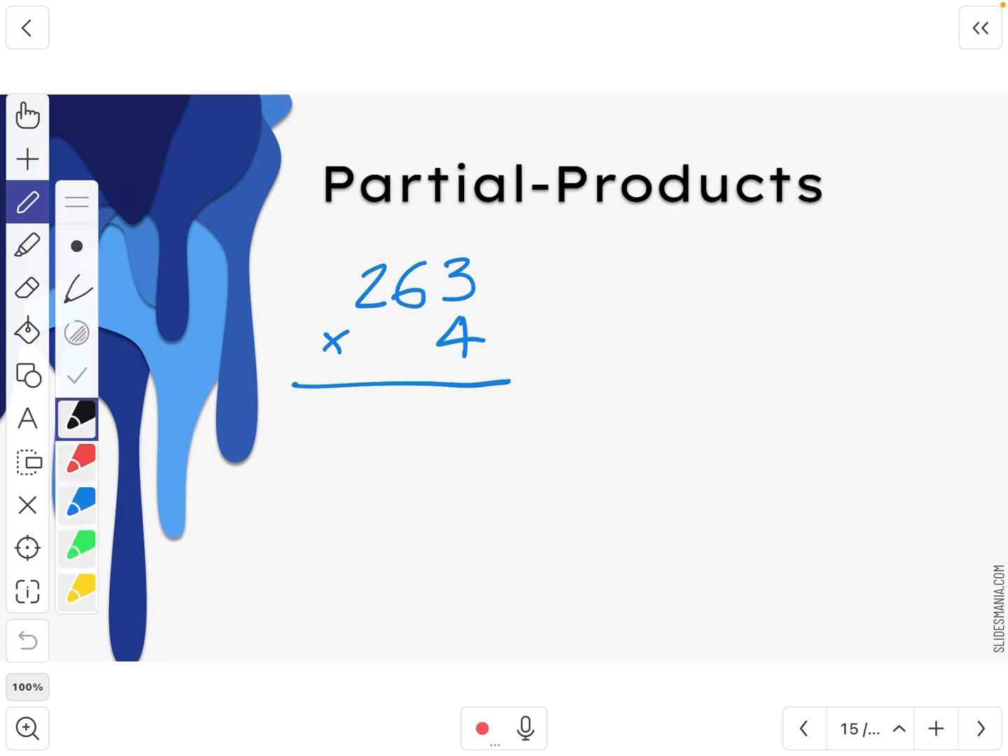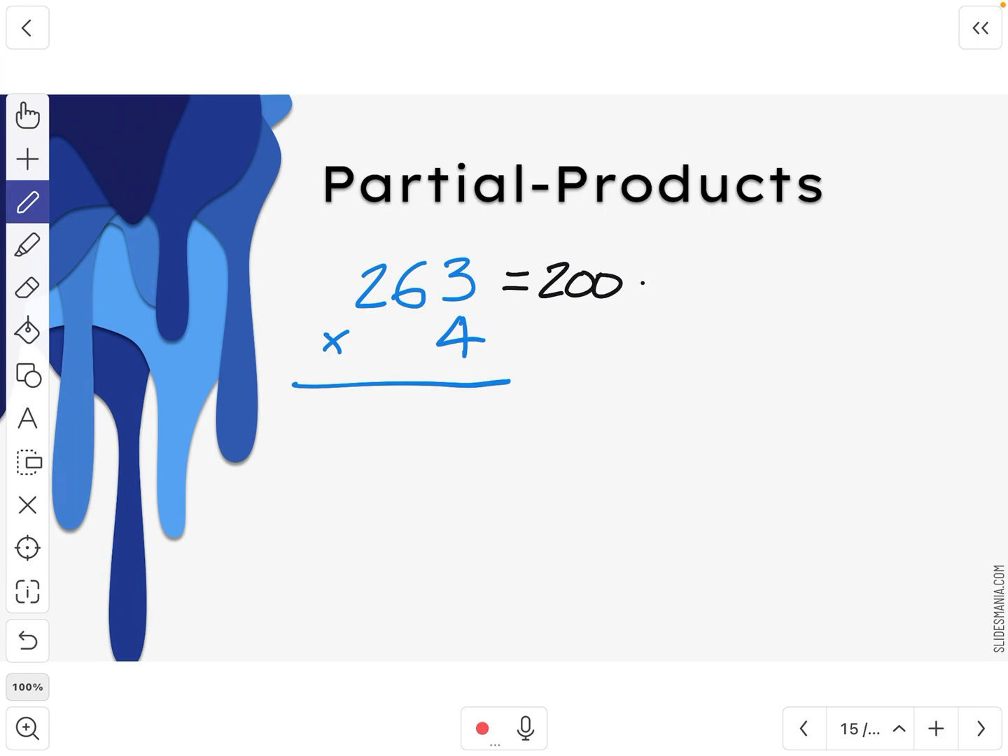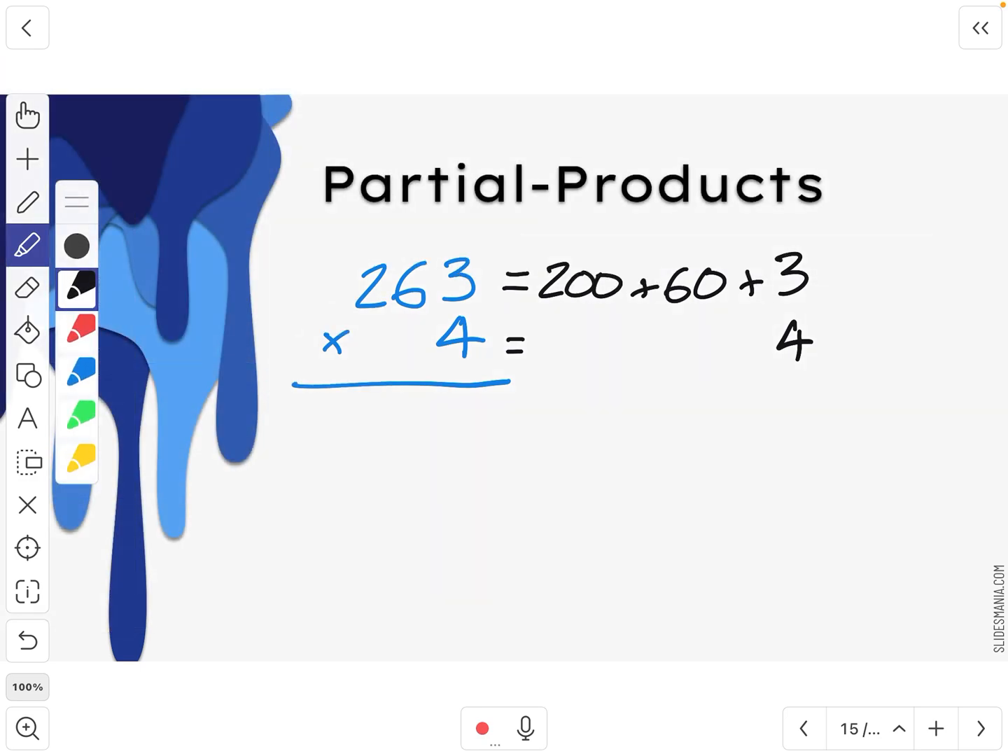Let's switch colors here. So we're going to take that 263 and we're going to turn it into expanded form. Remember that means we turn it into 200 plus 60 plus 3. That's why we were working on that. And 4 doesn't need to be changed because it's already just a single digit. Now, each of those numbers on the top, 200, 60, and 3, is going to be multiplied by that 4. So we're multiplying 4 by 263, but we're going to make that easier by multiplying 4 by 200, then 4 by 60, then 4 by 3. Here's how that works.